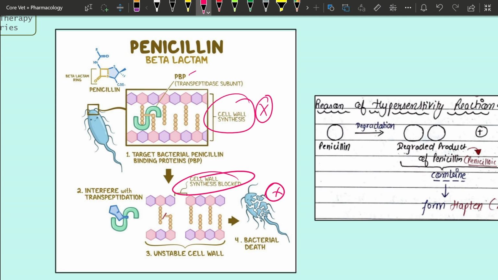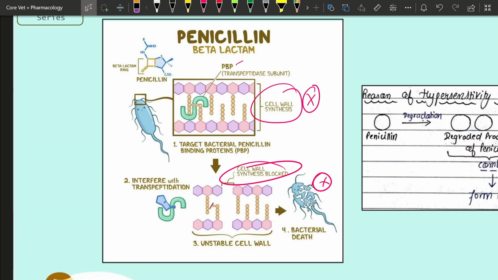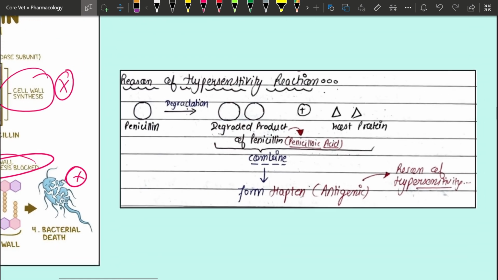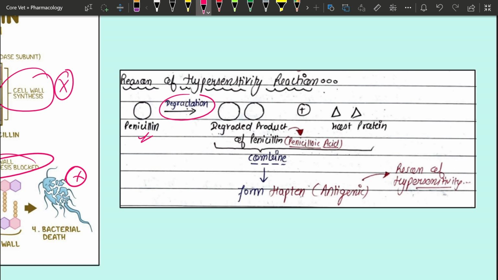Now as I had told you, several penicillins lead to what? I have told you about the procaine penicillin G. So what was the most common issue with the procaine penicillin G? It was the hypersensitivity. So what was the reason for the hypersensitivity? Sometimes the penicillin is going to undergo degradation. After the degradation by the beta-lactamase or the penicillinase, it will lead to the formation of penicilloic acid.